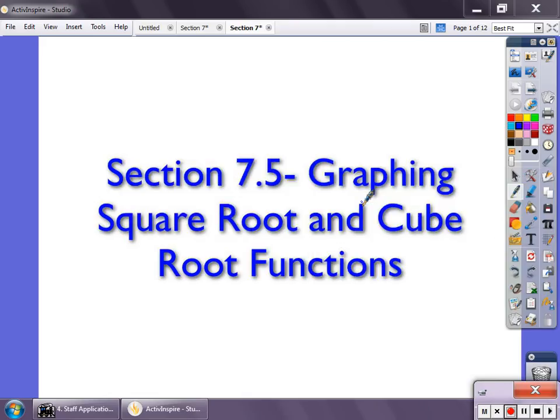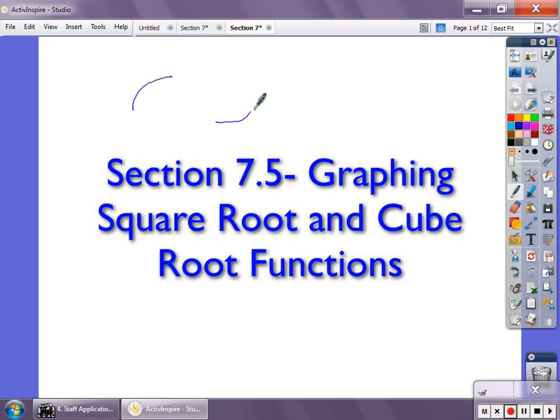Okay, so we're studying square root and cube root functions, and we're going to be graphing these. Basically there's two shapes you're going to have to memorize. One of them kind of looks like this, and the other one kind of looks like this. And we're going to be moving these shapes around graph paper, but it's going to be really important to recognize which is the square root, which is the cube root.